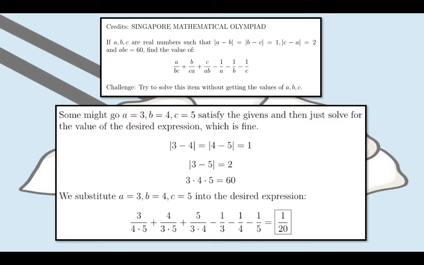Now, in speed-related terms, that's the fastest way to do it. But suppose you want to prove that the answer is indeed 1 over 20, then we must have a different approach, because substitution or just trial and error would not be a valid solution. In fact, we have to use algebraic manipulation, by transforming the givens into the given expression, and then we can substitute the values and ultimately get our answer.